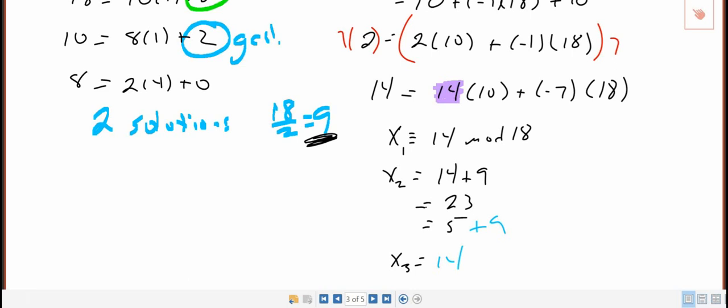And I always do that one more step just because it should be the same as the first one. I know I've got two solutions. So it should just have been the 14 and the 5. When I add 9 again, it should cycle back to that 14. Okay? And if it doesn't, that just tells me I've done something wrong.